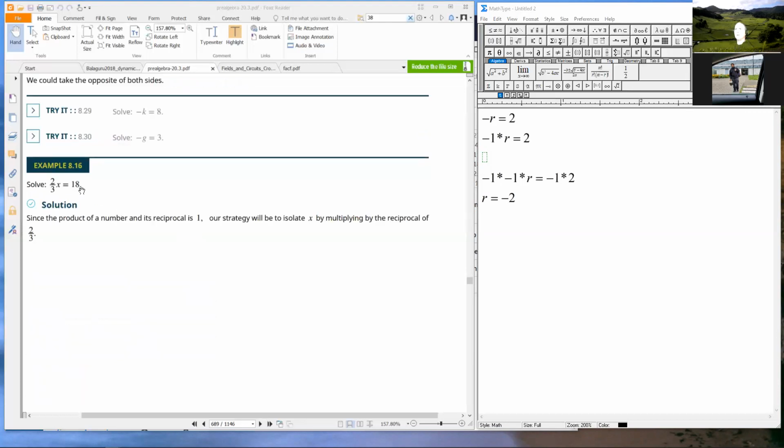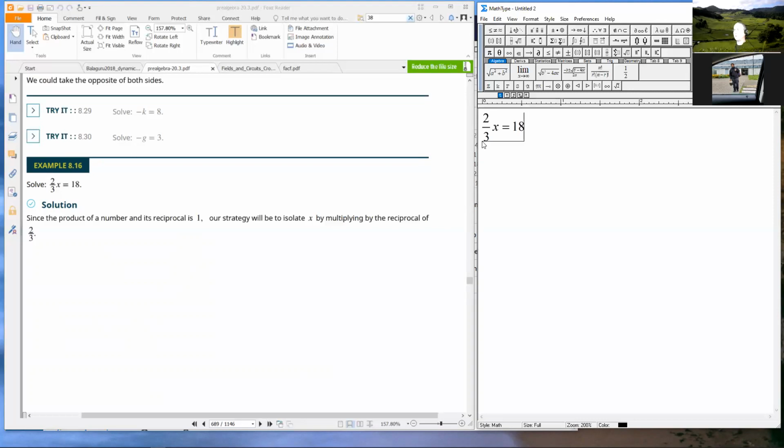Okay, so let's look at this, guys. What they've got is 2/3 x equals 18. So what do we want to do in this case? Well, in this case, we probably have 2 steps. One is we want to get rid of this 2/3 here, so we can figure out what x is.